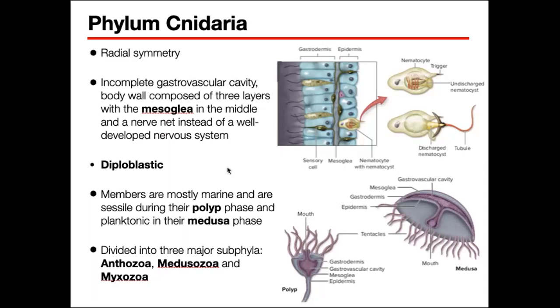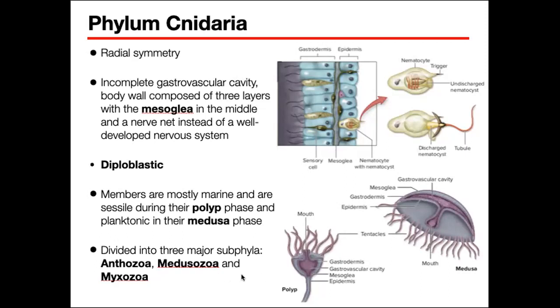Okay? And members of these organisms are mostly marine organisms and are sessile during their polyp phase or yung kanilang flower-like phase, no, as shown here. And then they are planktonic in their medusa phase. And you can see in here, no, yung mesoglea, but by the way, na sinabi natin kanina, if this is the cross section of a typical cnidarian, and you can see this space right here. This is actually the mesoglea. Okay?